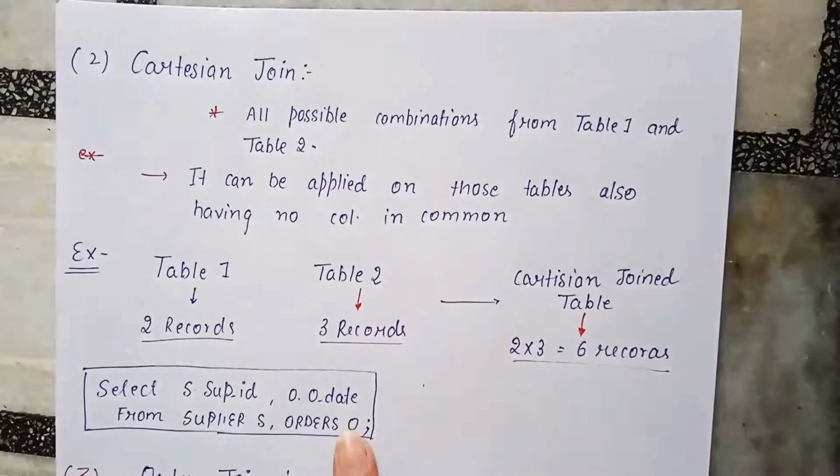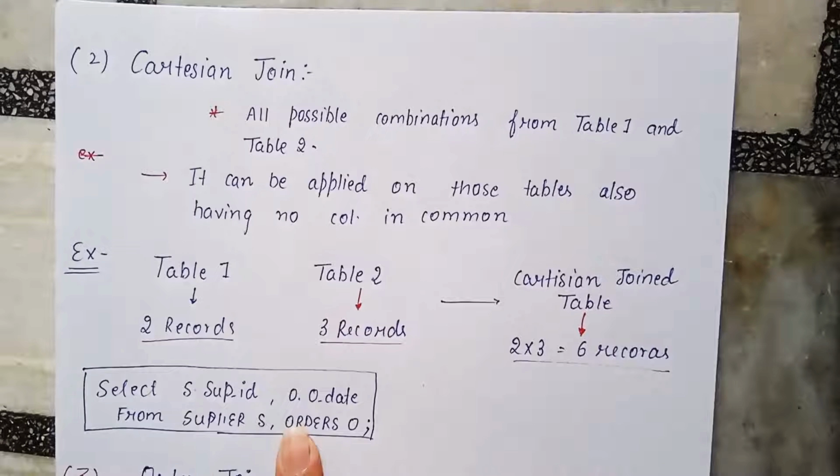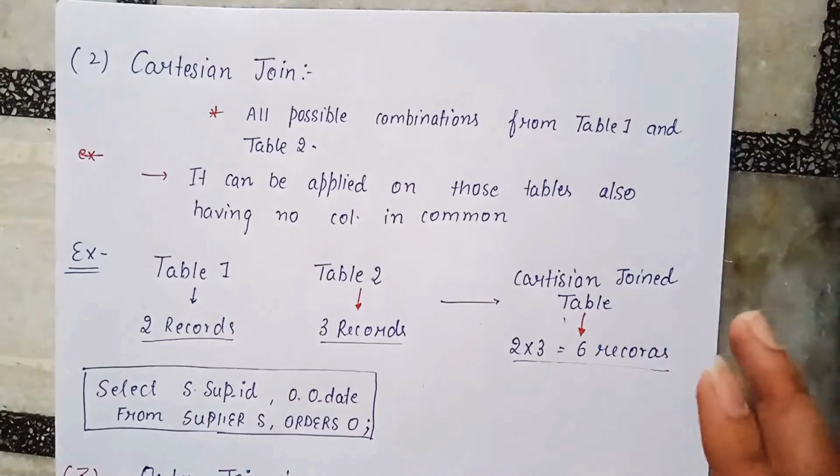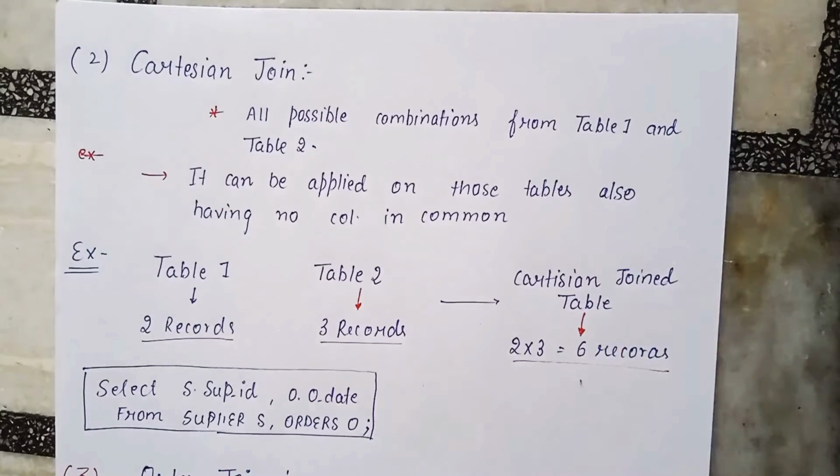So how do we write a query for this Cartesian join? We have again taken the two tables, supply and orders, and we have Cartesian joined them. So what will it return? The supply table has 4 records and the orders table has 3 records, so the total records will be 12. So this is the use of the Cartesian join.